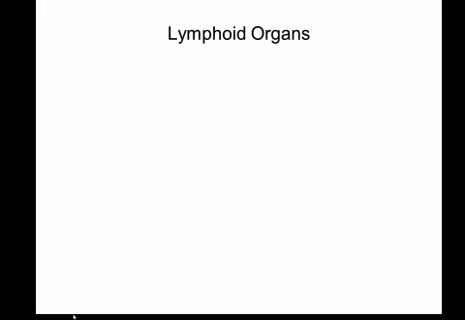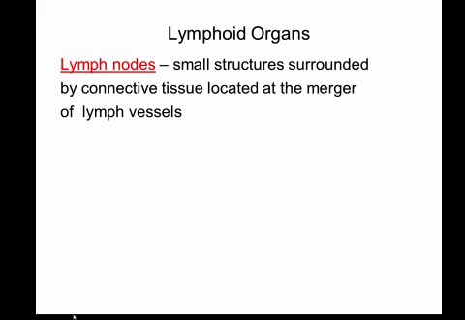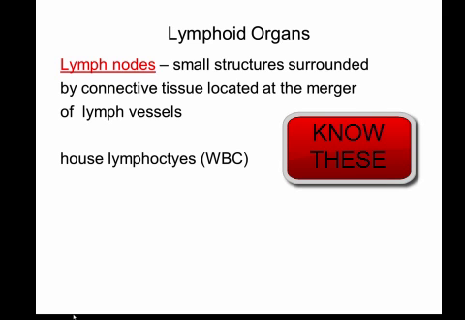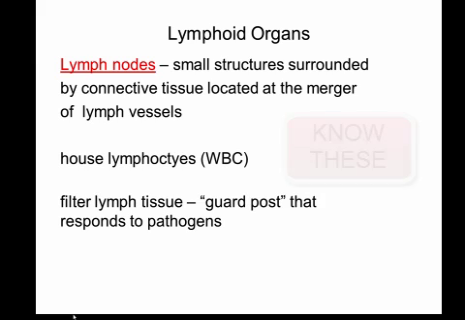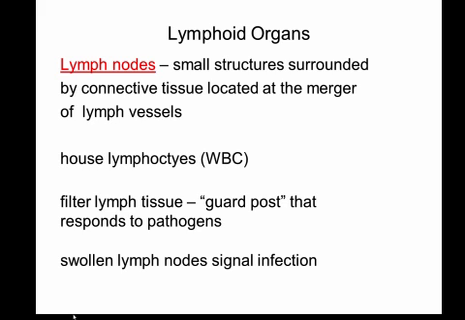In addition to the lymph vessels, there are some lymph organs. We saw in the diagram just a second ago the lymph nodes. These are small structures encapsulated with connective tissue. Inside these lymph nodes we have lymphocytes, which is one of our types of white blood cells. These can filter that lymph fluid, and so the lymph nodes act like a guard post that can respond to pathogens. This is really our, many times, first opportunity for the immune system to respond to a pathogen. Swollen lymph nodes usually signal an infection.